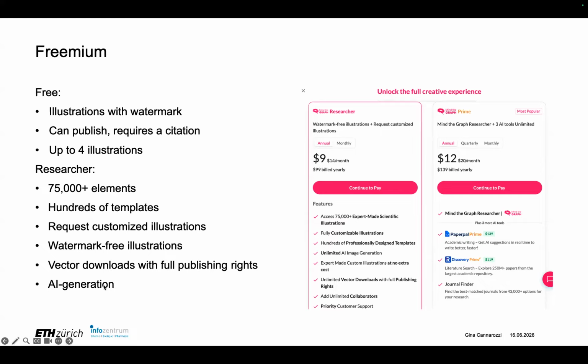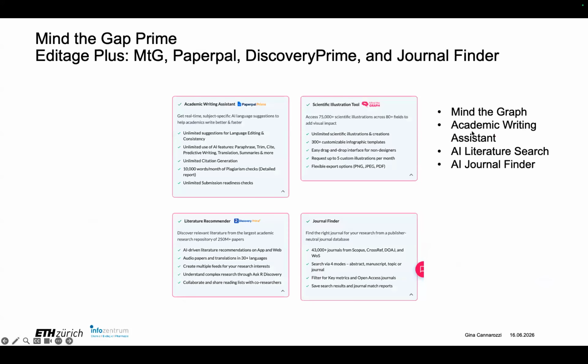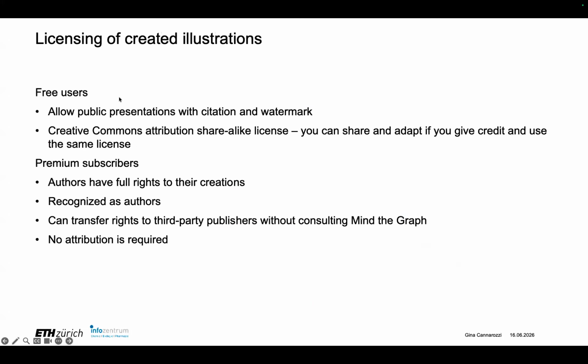They also have an AI generation tool. They also have this level, which is called Prime, and this is Mind the Graph bundled with 3 other tools for academic writing, AI literature search, and journal finder. This is called Editage. So they've added Mind the Graph into this package. We haven't tested the other tools.